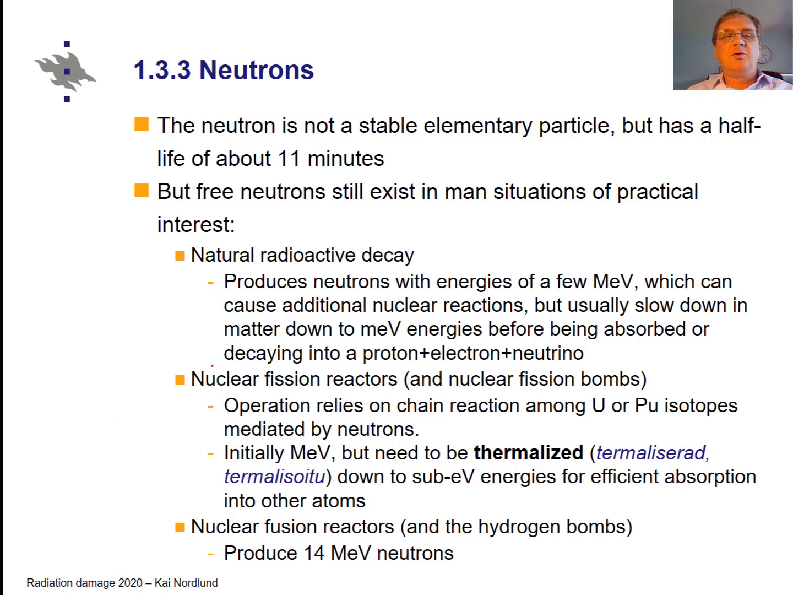And then it's possible to produce neutrons in high amounts in nuclear fission and nuclear fusion reactors. Usually they are produced at high energies, mega electrovolt energies, then they are thermalized to lower energies for sufficient absorption in efficient nuclear reactors. Later on during the course, we will talk a fair amount about how neutrons can cause radiation damage. This is one of the biggest fields of radiation damage, certainly neutron damage in fission nuclear reactors.